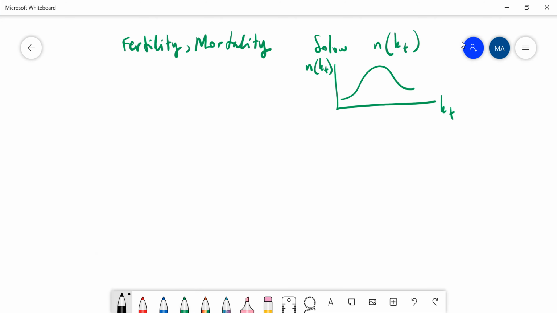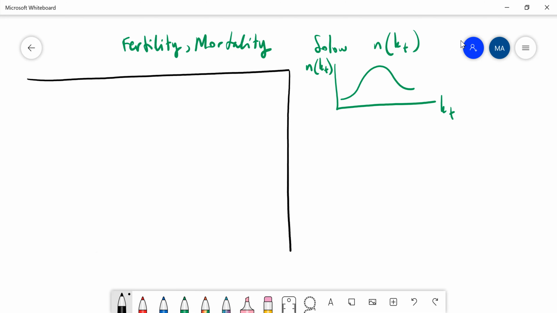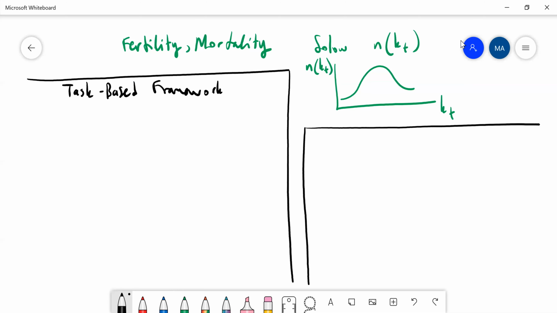Now, I want you to introduce an issue that is called the task-based framework. And then another issue I'm going to cover is the need ratio. I will explain what this is in a moment. Now, let's first look at the task-based framework.